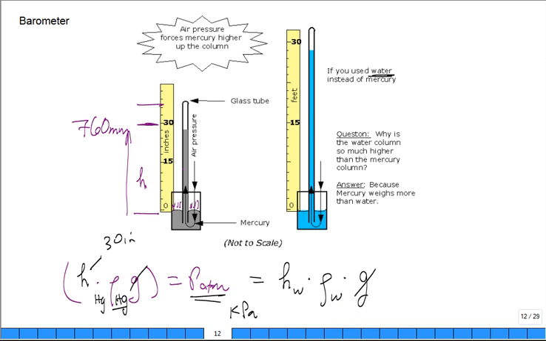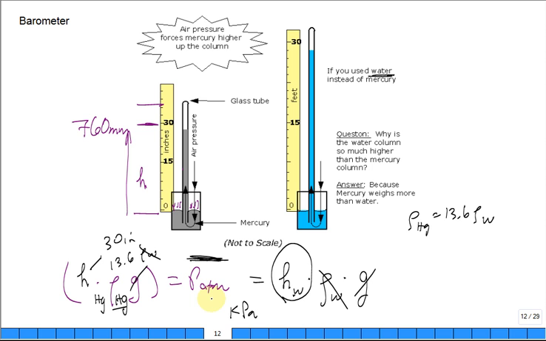The density of mercury is 13.6 times the density of liquid water. It's much denser, okay? So we could put the 13.6 times rho of the water there, cancel the rho of the water. And so the height of that water for the same atmospheric pressure has to be 13.6 times 30 inches. That height of the water column is about 407 inches.